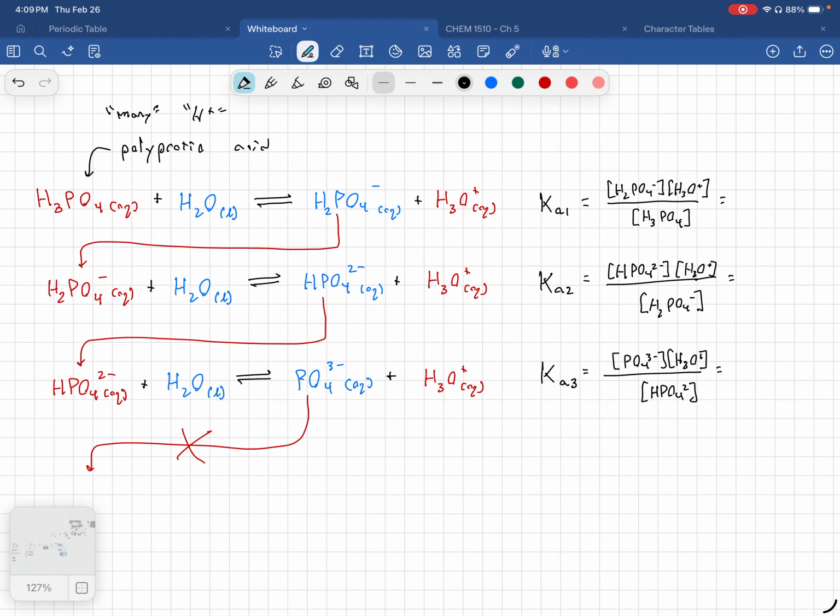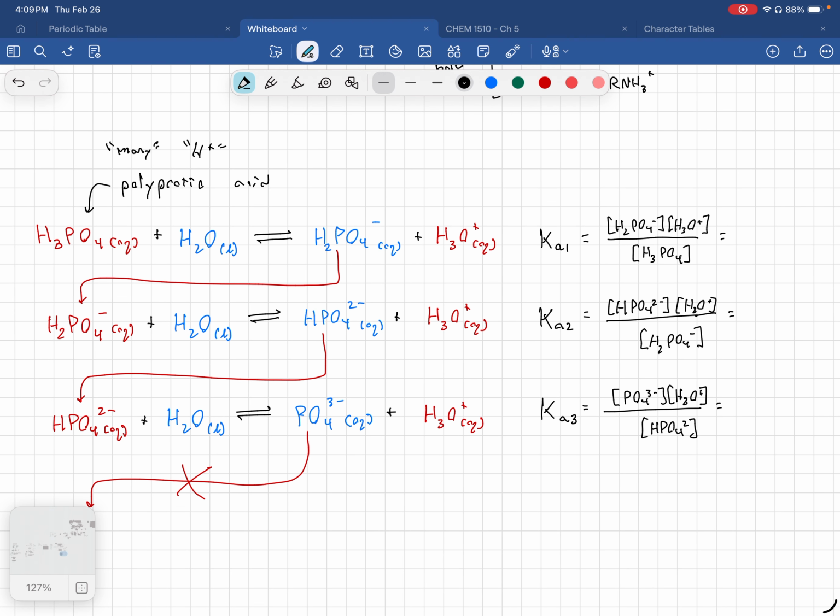So what you need to understand here is, generally speaking, for polyprotic acid, the first acid ionization constant is going to tend to be much higher than the second, which will be much higher than the third.